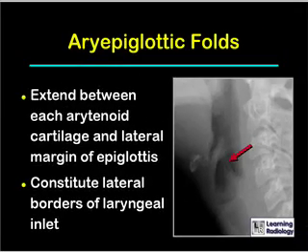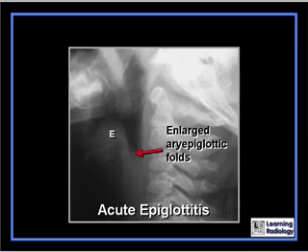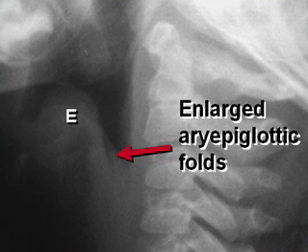The Aryepiglottic folds extend between each arytenoid process cartilage and the lateral margin of the epiglottis, and they constitute the lateral borders of the laryngeal inlet. You can see on this radiograph the thin nature of the Aryepiglottic folds when they are normal. In acute epiglottitis, the Aryepiglottic folds become inflamed and enlarged. The E is on the very enlarged epiglottis.